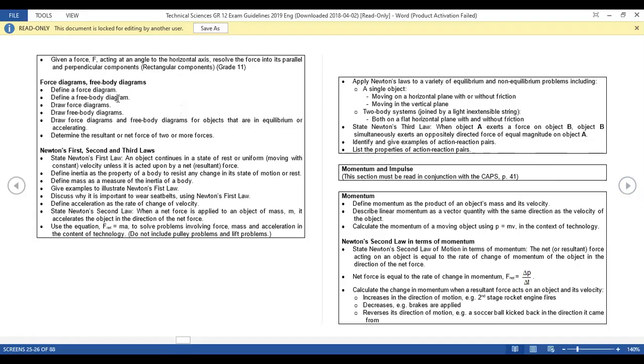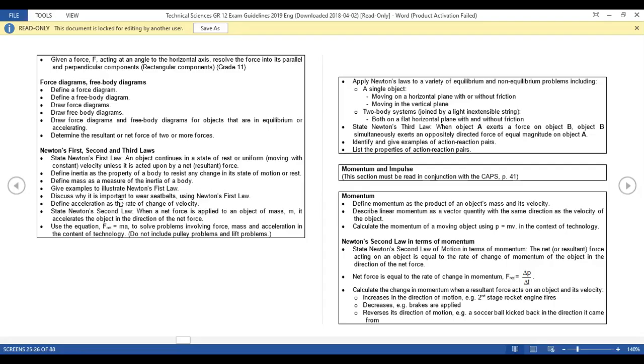Again, for free body diagrams, be able to define free body diagrams, be able to draw a free body diagram, and be able to determine the net force when two or more forces are acting on an object. Again, be able to state the laws, the first law, the second law, the third law, be able to define inertia, be able to define mass, give examples to illustrate Newton's first law. We did that in our first lesson. Discuss why it is important to wear seat belts using Newton's first law.